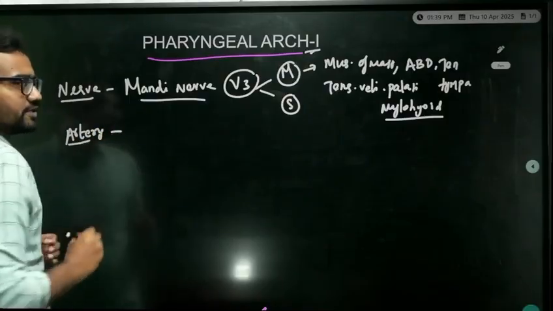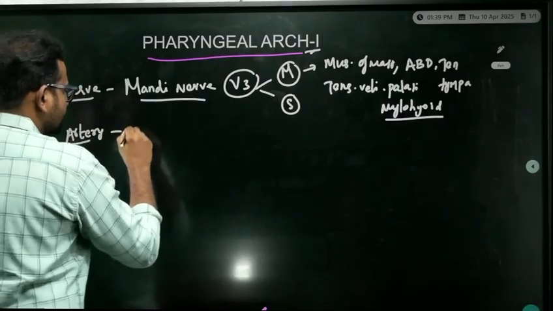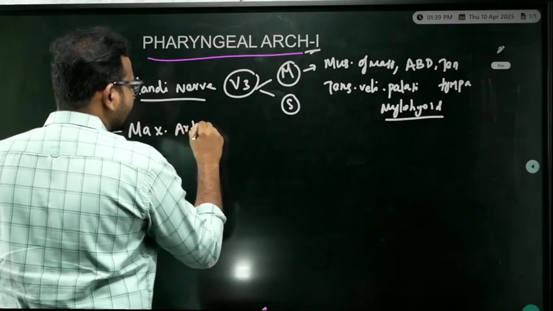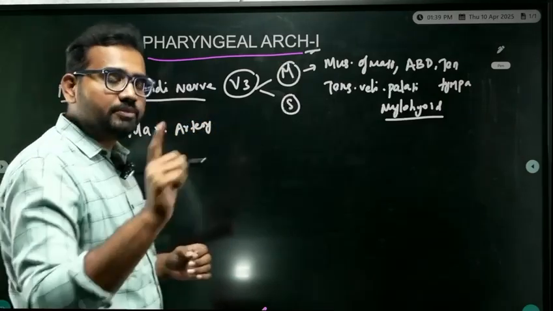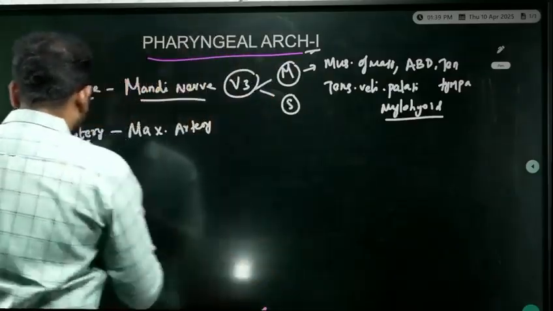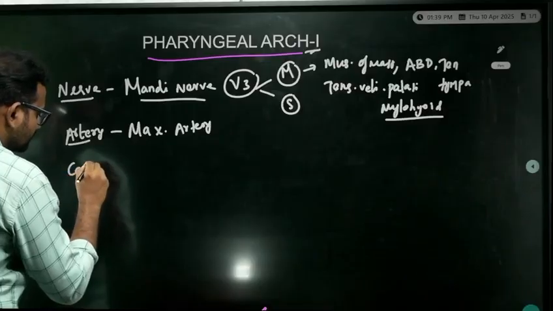Now moving on to the artery. The artery of the first arch is the maxillary artery. The maxillary artery is one of the terminal branches of the external carotid artery. Next will be cartilage.